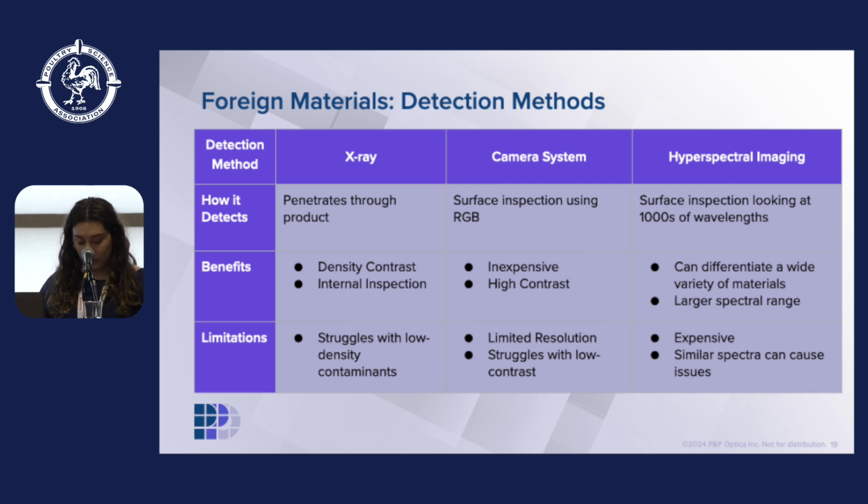X-ray penetrates through materials and food packaging, and interacts differently with materials based on their density. Materials such as metal, glass, stones, and certain plastics typically have higher densities compared to food products. This density contrast allows X-ray imaging systems to distinguish between foreign materials and the surrounding food or packaging they're looking at. Unlike other inspection technologies, X-ray can do internal inspection.